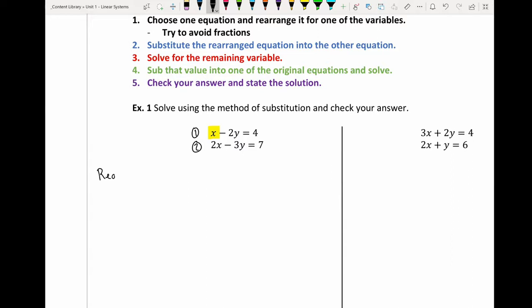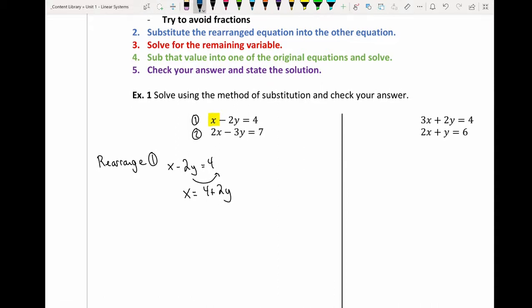So my first step is going to be to rearrange equation 1. If I have x minus 2y equals 4, to get x by itself, I'm going to move the minus 2y over. So I get x equals 4 plus 2y. That is now my first equation rearranged, and I've avoided fractions because there are no fractions in this equation.